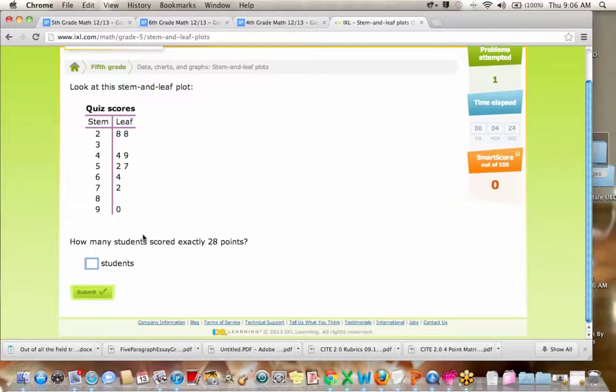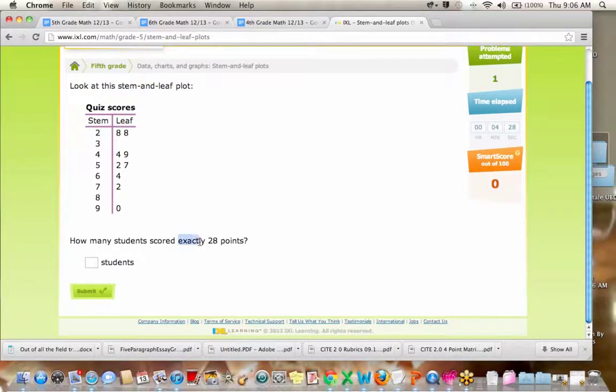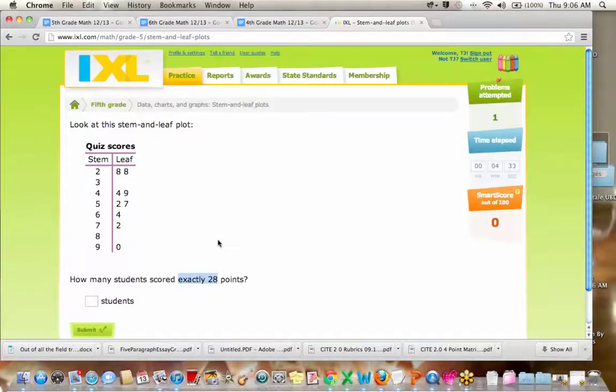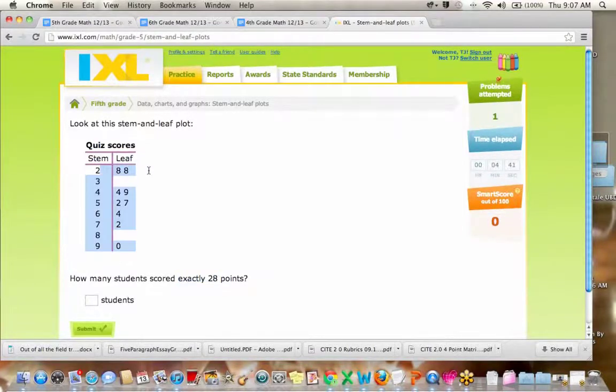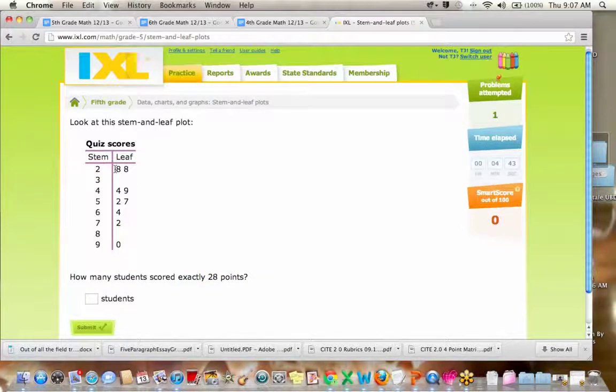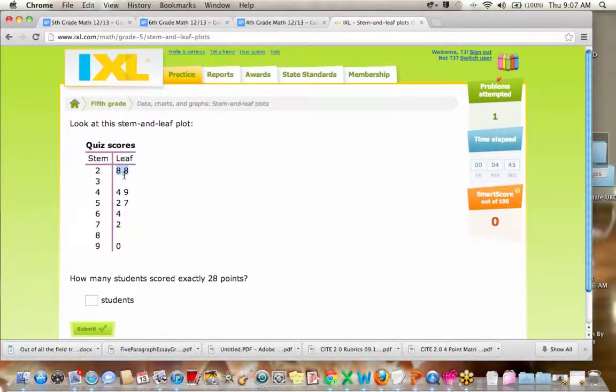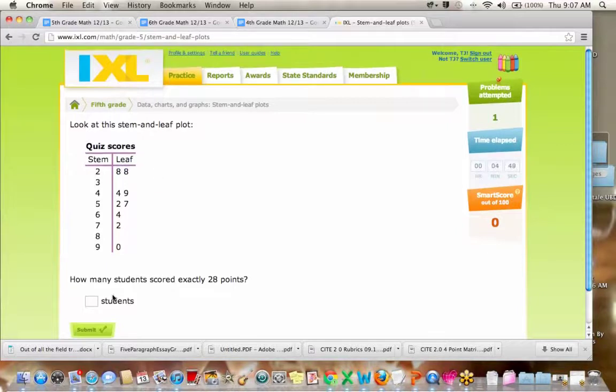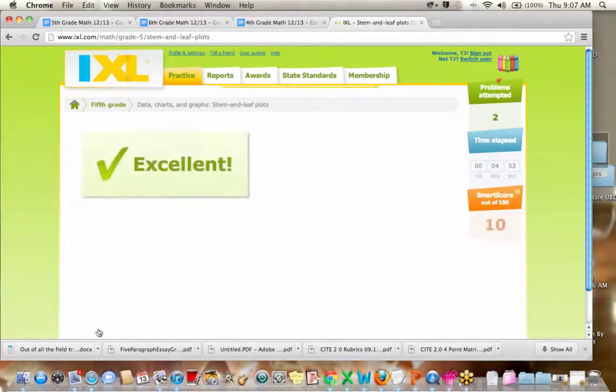Okay, this one's easier because this one wants to know how many students scored exactly 28 points. So looking at my stem and leaf plot, here's the 20s. This represents all of the 20s. And this represents anything in the ones position. So there looks like there's 2 kids who scored 28 points. Good.